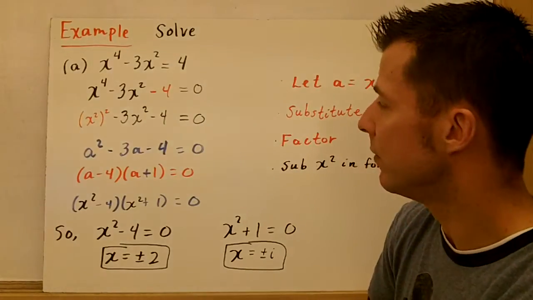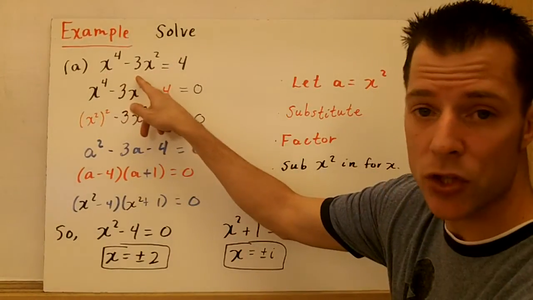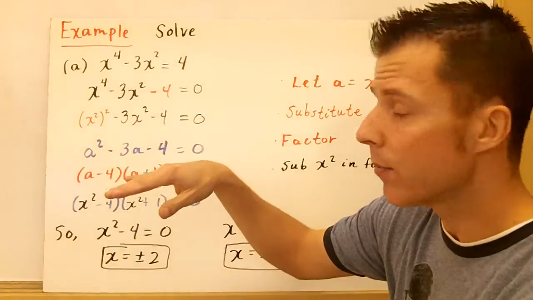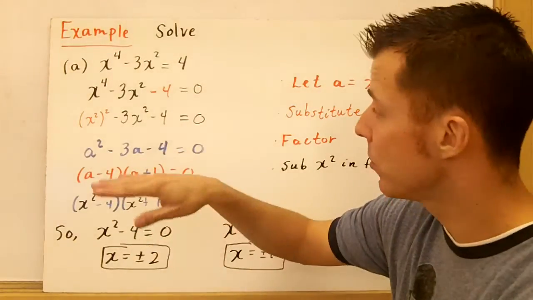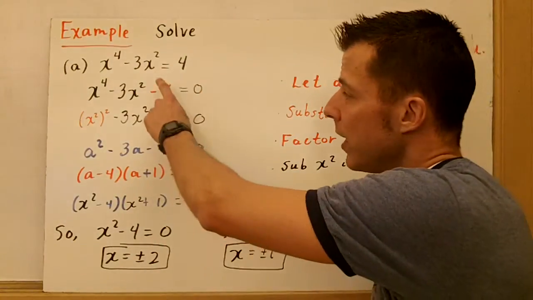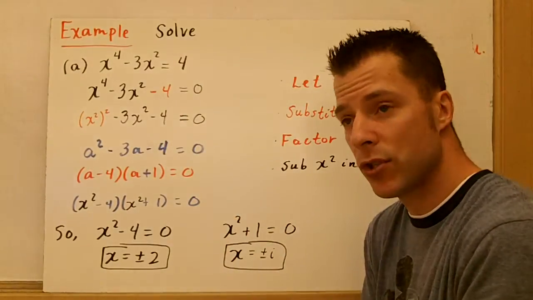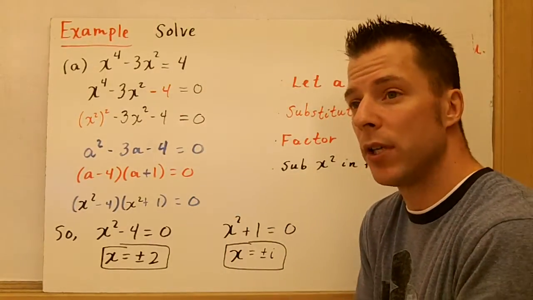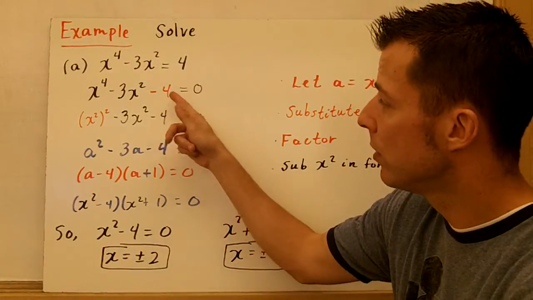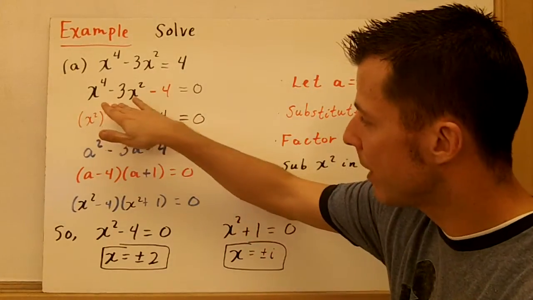All right, let's solve x to the fourth minus 3x squared equals 4. This is one of my favorite problems to do because it's a little bit tricky. Okay, so again, bring the 4 over. That's step number 1. On every one of these problems when you solve, you set your polynomial equal to 0. So we got our terms over, just 4. So here's my polynomial.